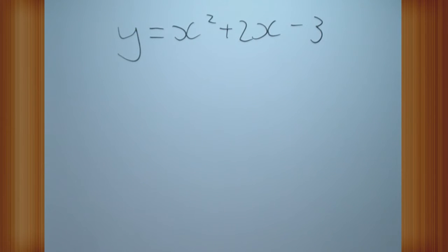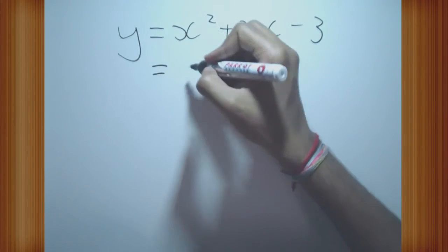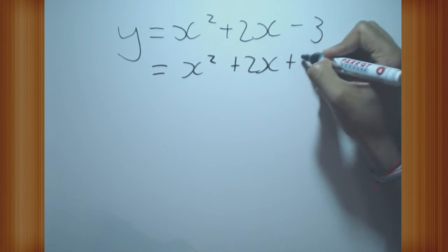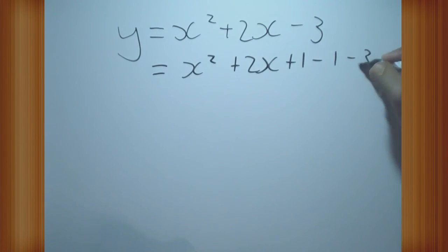So to find the turning point, I'm going to need to complete the square in this equation. So if you're unfamiliar with how to complete the square, please go watch the completing the square video. So I will do it very quickly here. To complete the square here, I will say 2 divided by 2, squared, is 1. So I'll add 1 and subtract 1.